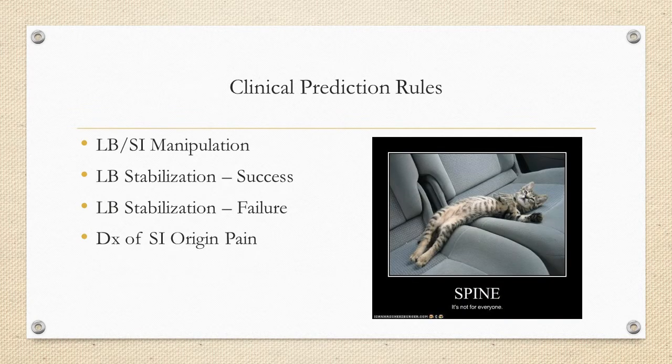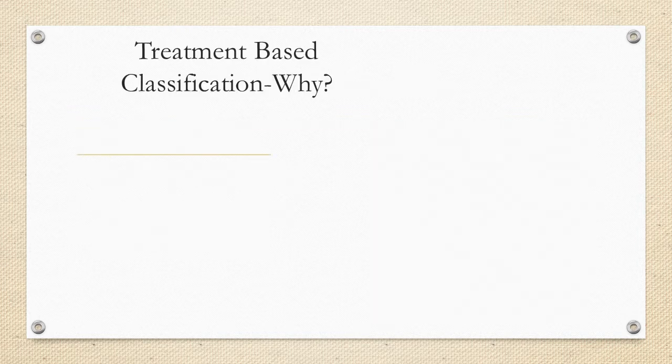Some familiar ones: lumbar and SI joint manipulation, lumbar stabilization success, lumbar stabilization failure, as well as diagnosis of SI origin pain. And as we know, the spine may not be for everyone, but hopefully after today's pre-lab and the lab session, you'll have a better understanding on any areas that you may feel a little weak in. So one of the things we're going to focus on is treatment-based classification.